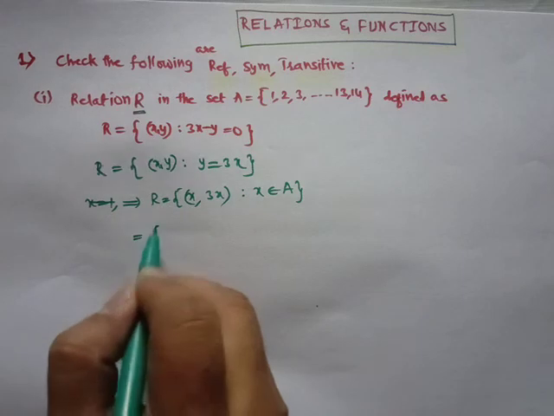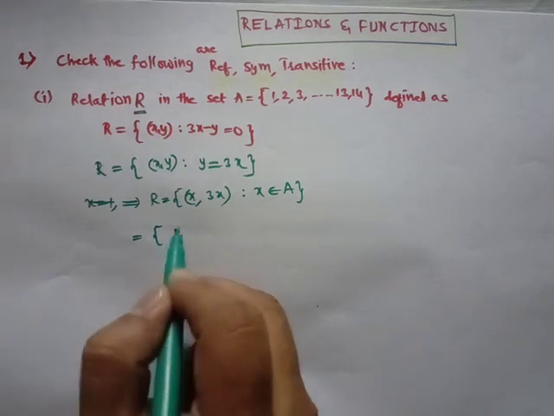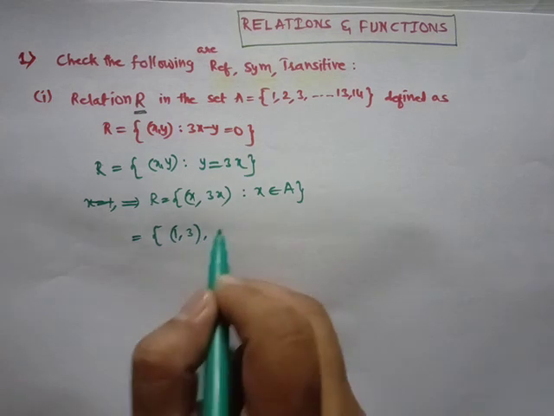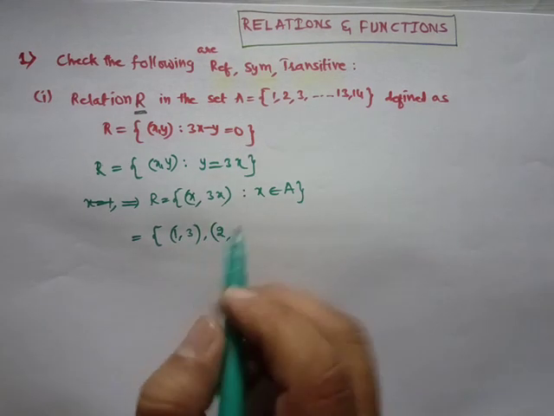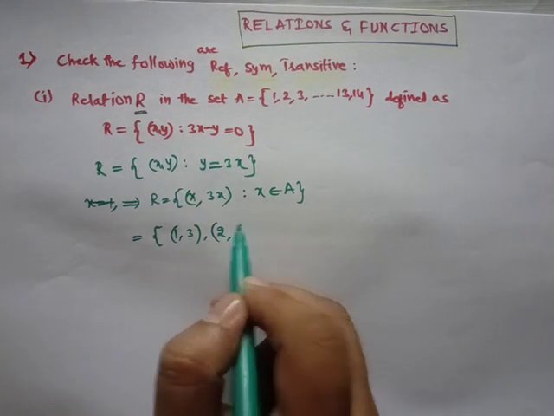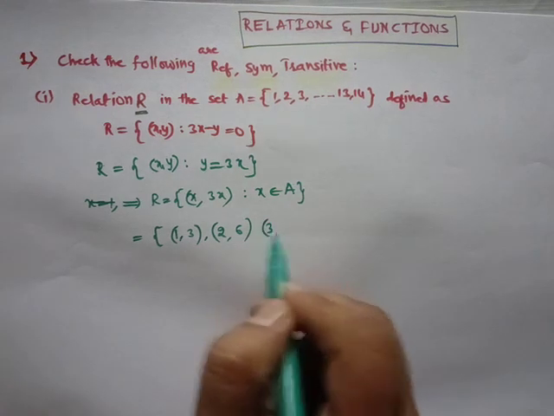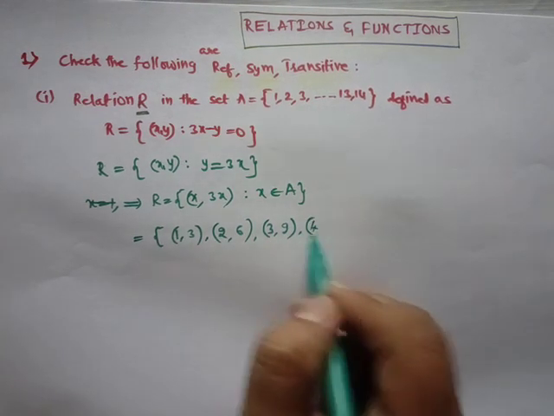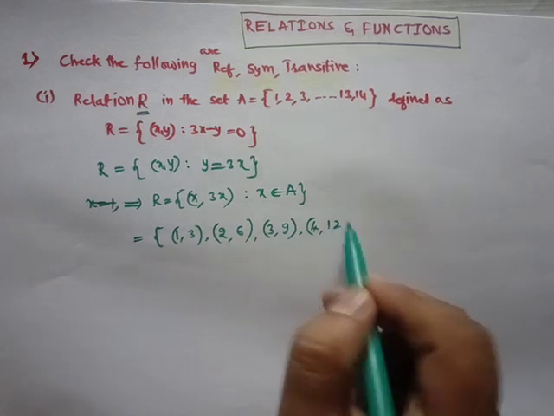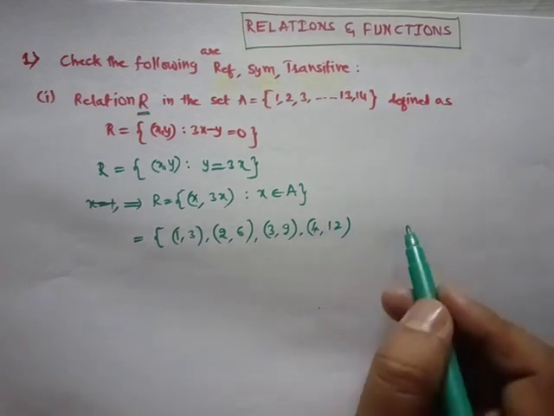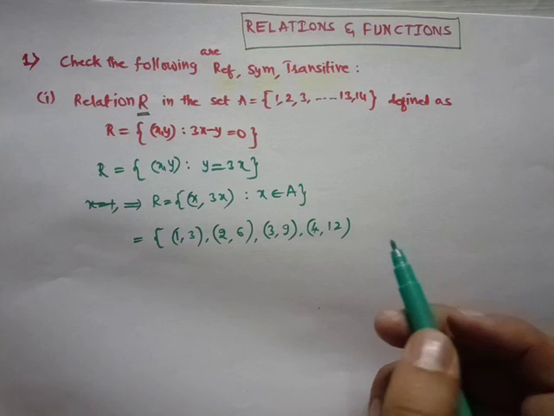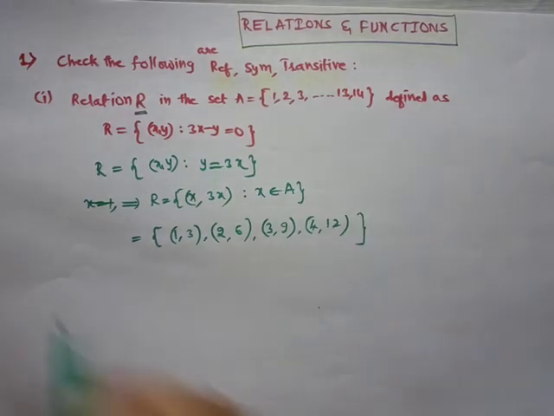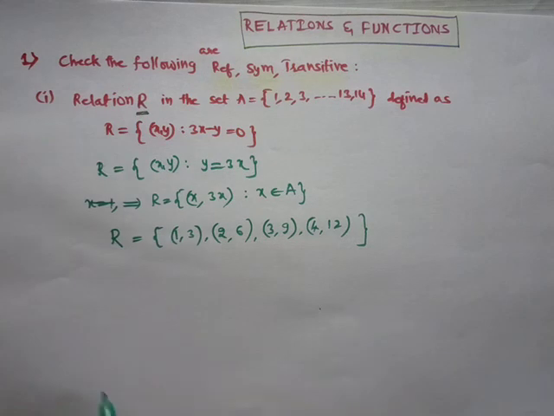Then what is the first one? It will take (1, 3), 3 into 1 is 3. Next x is equal to 2, 2 into 3 is 6. Next 3 into 3 is 9. Next 4 into 3 is 12. Next 5 into 3 is 15. The element 15 is not there, so that's why we are stopping at this place. So this is your relation.